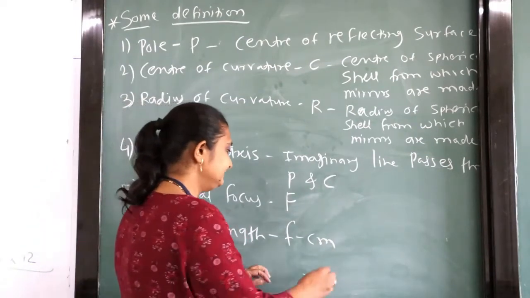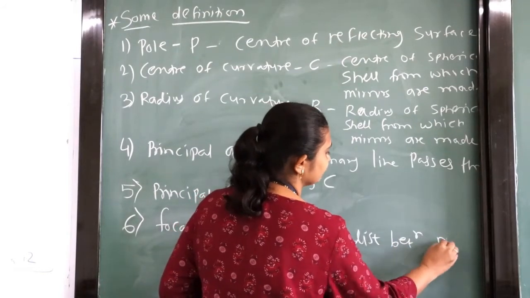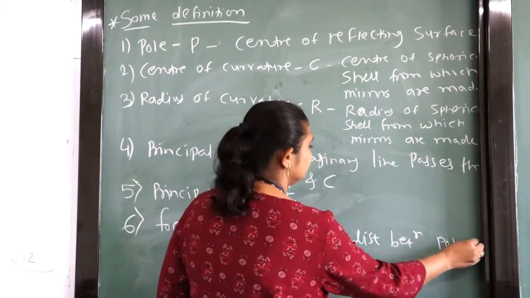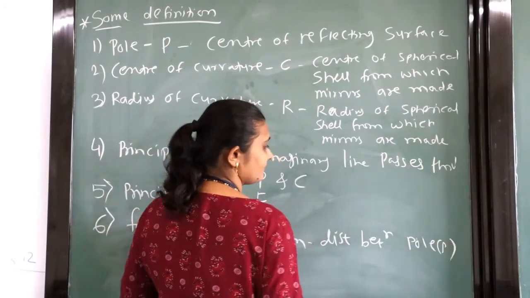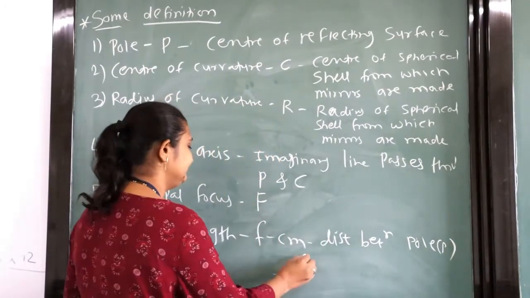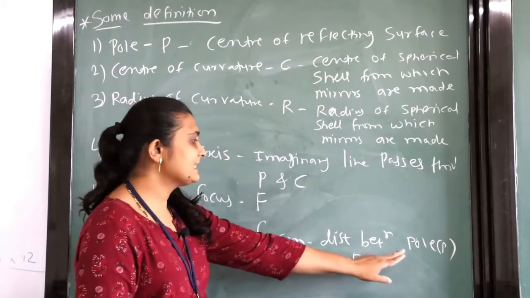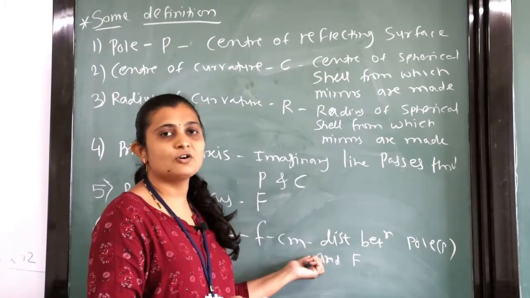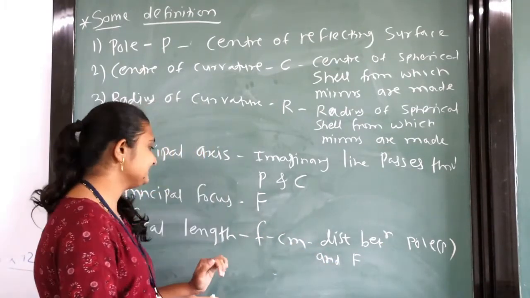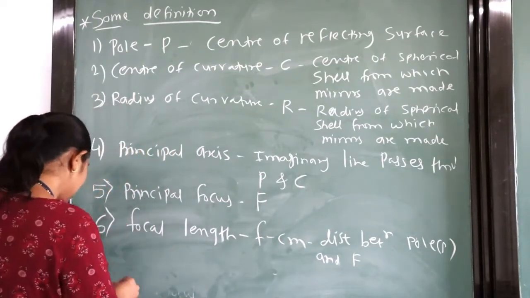Focal length is the distance between the pole P and the focus F. The distance between pole and focus is called the focal length, and focal length is measured in centimeters.